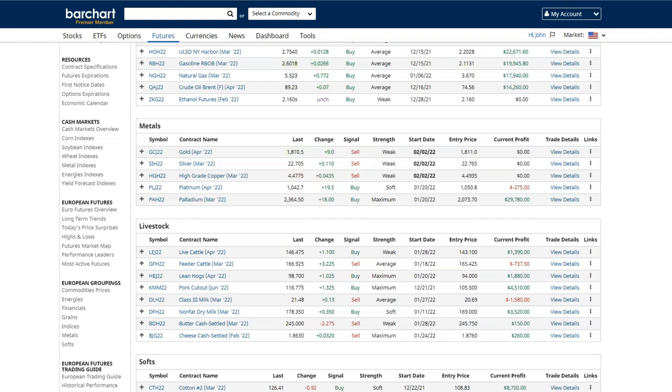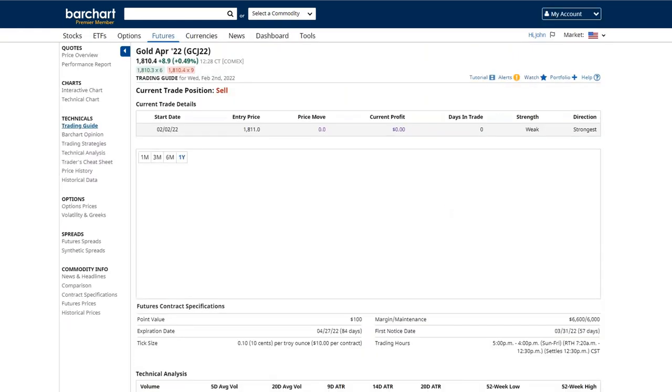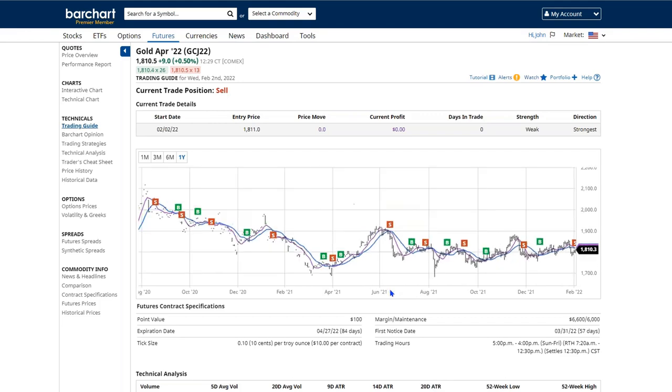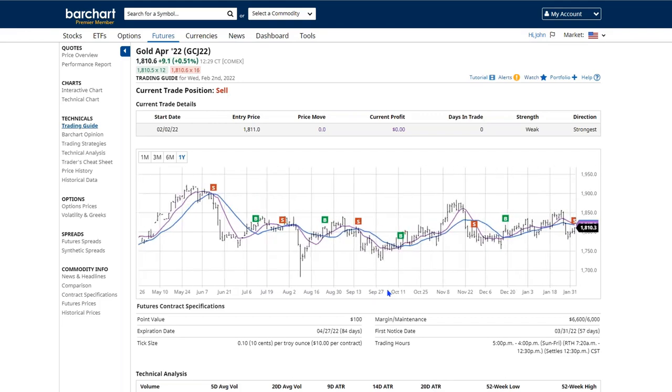Now, gold is definitely one of the markets that everybody seems to be interested in these days. So let's take a look at gold. Again, here's our futures trading guide for gold. And you can kind of see that gold here for the last year or so has kind of just been waffling back and forth. And we're getting a lot of mixed signals. We're not really getting a great trend analysis, you know, in and out of the market, in and out of the market.